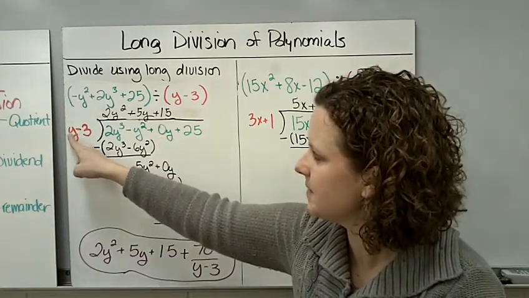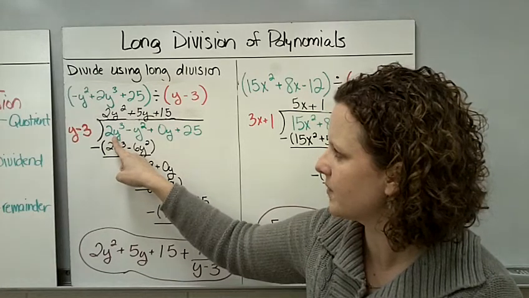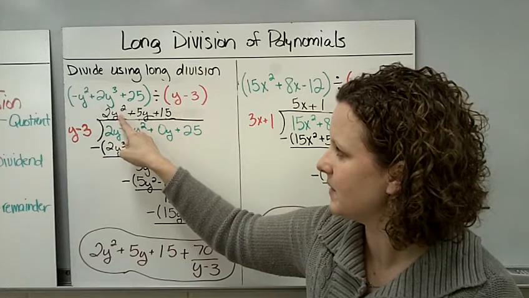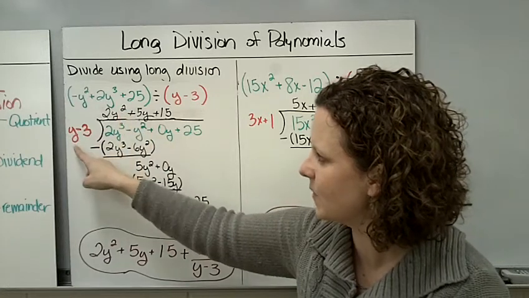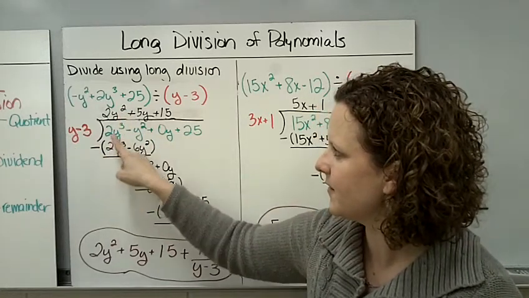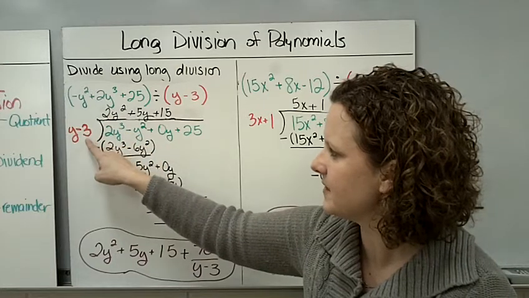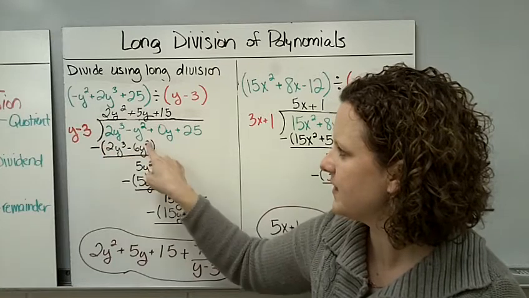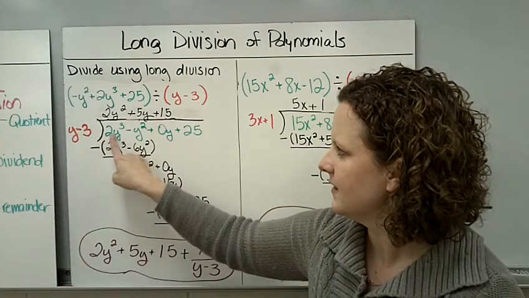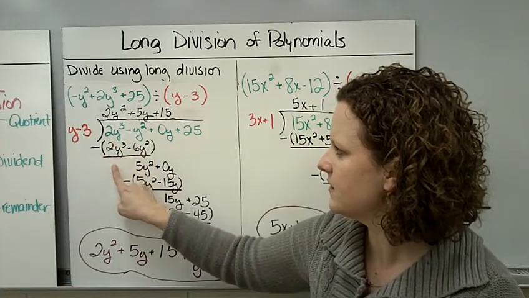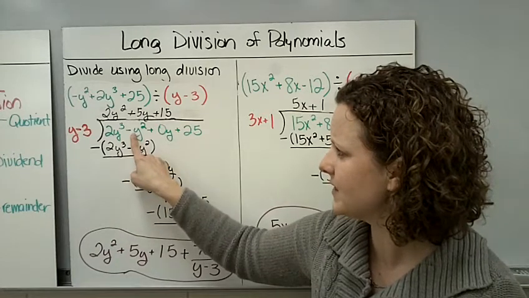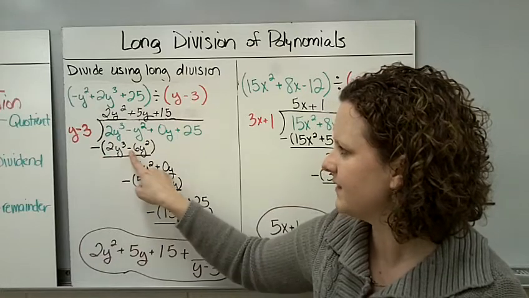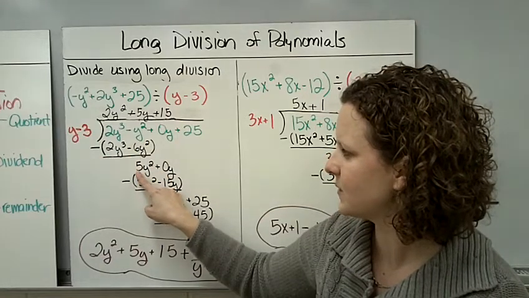And I look at, okay, how many times does y go into 2y to the third power? It goes in 2y to the second power, because then we multiply. 2y to the second power times y is 2y to the third power. 2y to the second power times negative 3 is negative 6y to the second power. I put some parentheses in and I subtract. 2y to the third minus 2y to the third is 0. Negative y squared minus a negative 6y squared, negative negative is positive, gives me 5y squared.